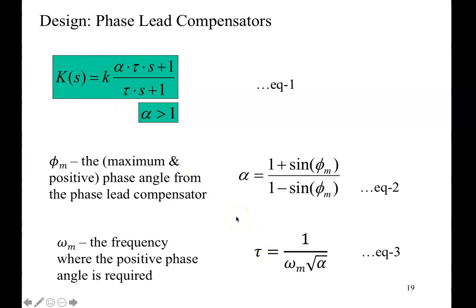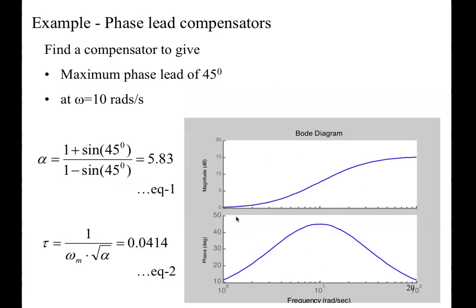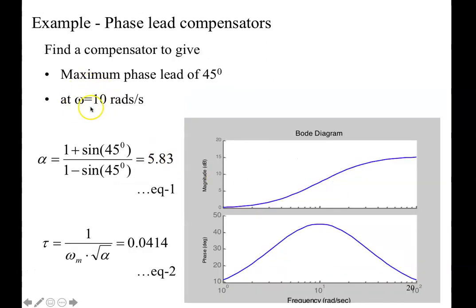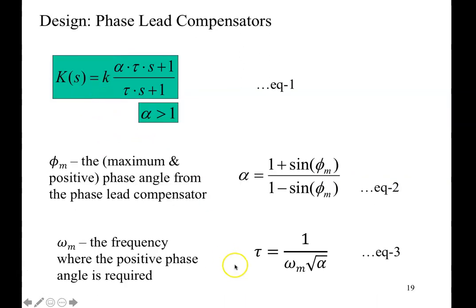Okay, so for example, if I'm given this requirement, say I want a maximum phase lead angle of 45 degrees, and I want that to happen at 10 radians per second. Now, if you are given conditions like that, then the calculations are easy. You just substitute 45 degrees into here. You substitute this frequency into equation number 3.